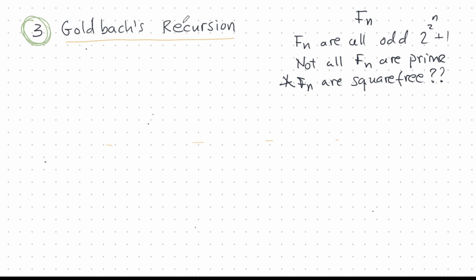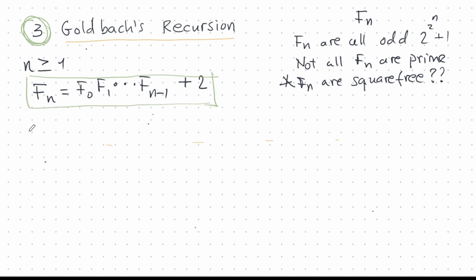All right, so now let's get to Goldbach's recursion, which is a very beautiful thing. When n is greater than or equal to 1, we have the following beautiful relationship. Fn is the product of all previous Fermat numbers plus 2. This is one of the beautiful properties of Fermat numbers. And this is another one of the main ideas of Goldbach's proof.